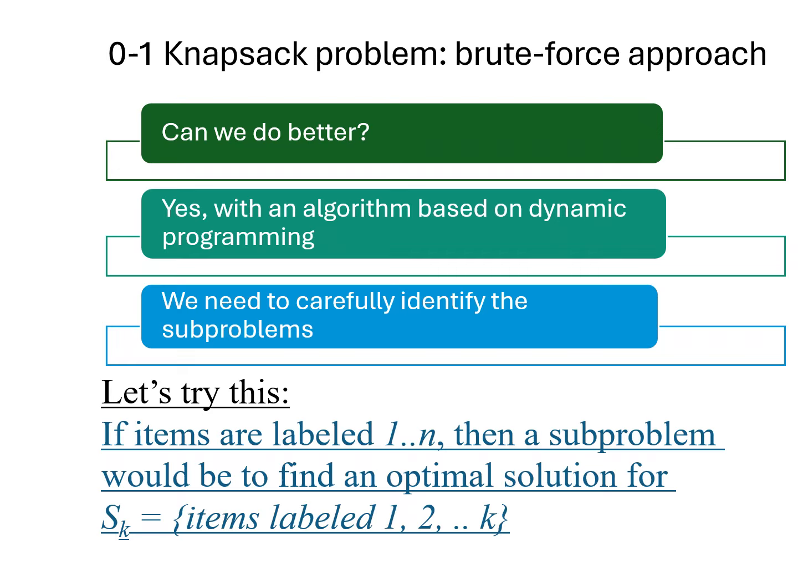So finding a subproblem from the set of items that are labeled from 1 to n. Let's assume that we have a set Sk with the items labeled from 1 to k. That is the subproblem. What we have been doing is that if Sk is the solution of a subproblem, then Sn would be the solution of the main problem, having Sk as part of that one.